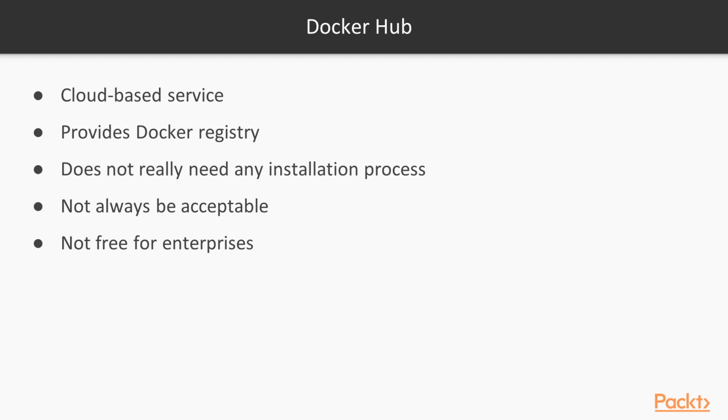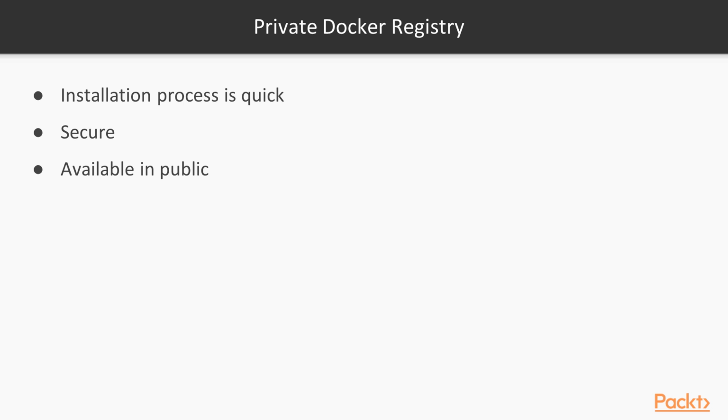Docker Hub may not always be acceptable. It is not free for enterprises and, what's more important, a lot of companies have policies not to store their software outside of their own network. In this case, the only option is to install a private Docker registry. The Docker registry installation process is quick and simple, however. Making it secure and available in public requires setting up access restriction and the domain certificate.